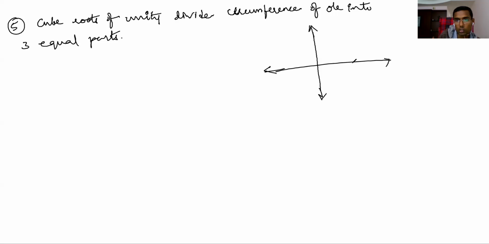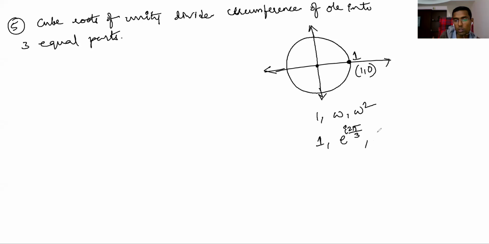Like this. Now the cube roots of unity have modulus 1, so the circle will be like this, and this point is (1, 0), which is 1. Then 1, omega, omega square. Omega is what? Omega is e to the power of i 2 pi by 3. Always remember e to the power of i 2 pi by n.